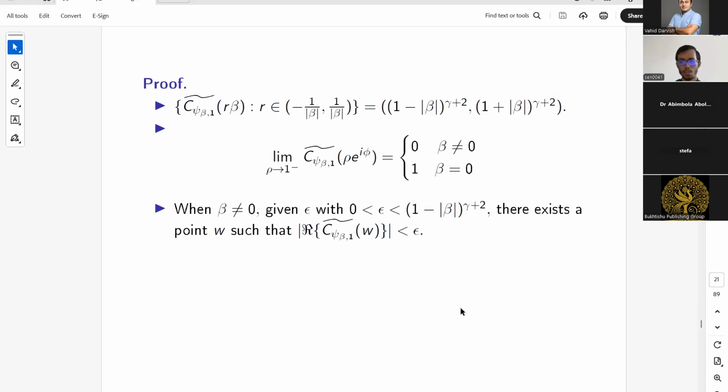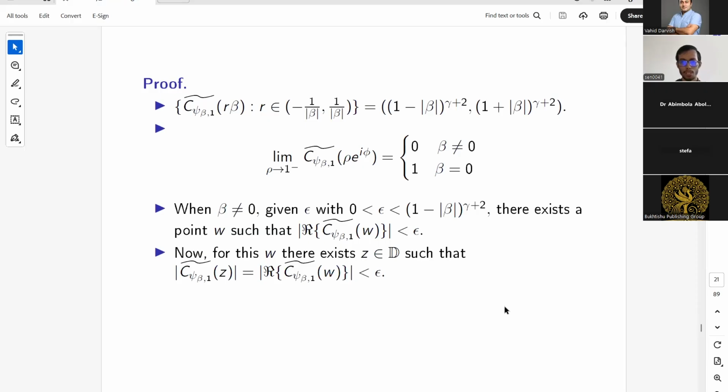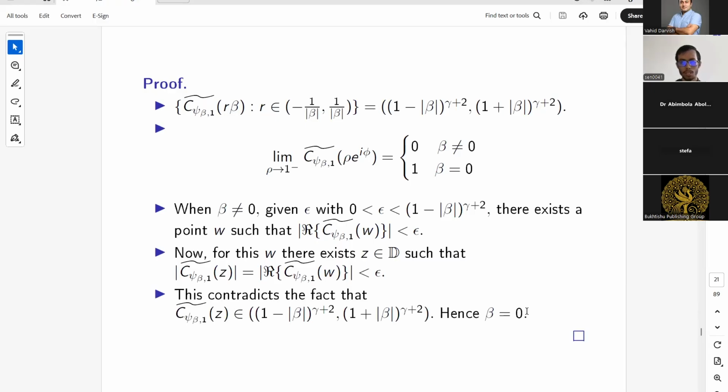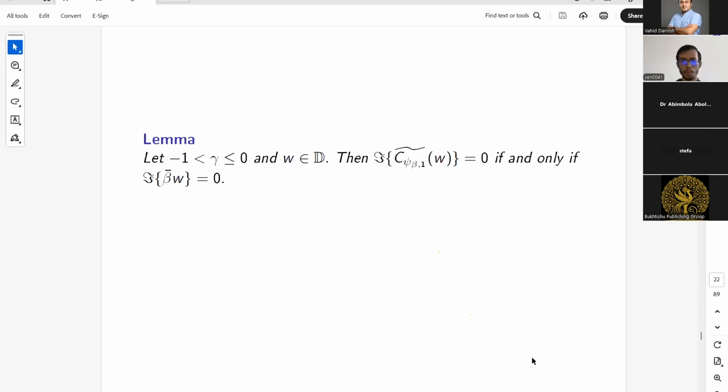Thus, when beta not equal to 0, given epsilon which is strictly less than (1 minus mod beta) to the power gamma plus 2, there exists a point W which satisfies that the modulus is strictly less than epsilon. And for this W, we get a Z such that the Berezin transform at Z is strictly less than epsilon. And this contradicts the fact that the Berezin range is contained in this open interval. Therefore, beta equal to 0. And so we prove that for this case, the Berezin range is convex if and only if beta equal to 0.